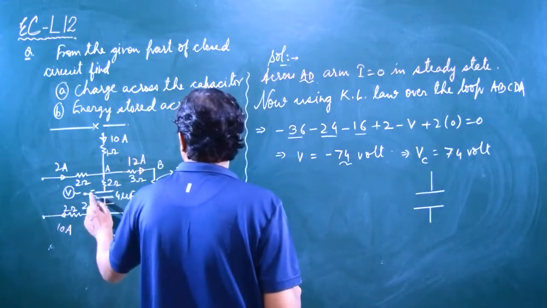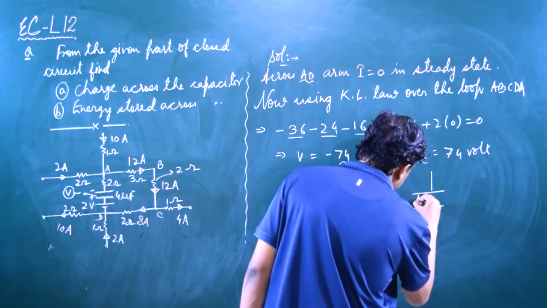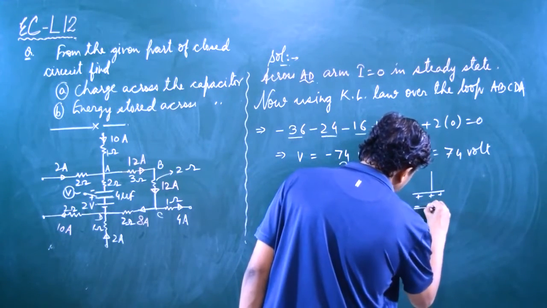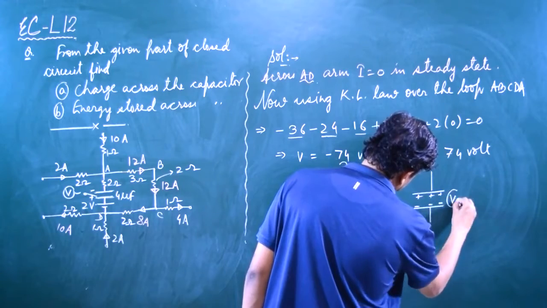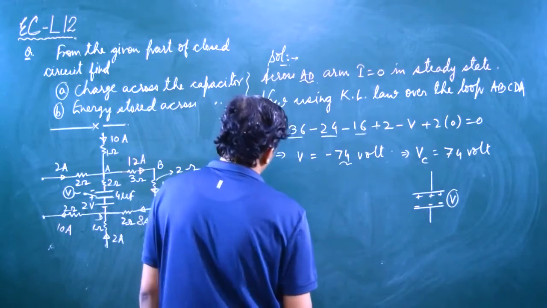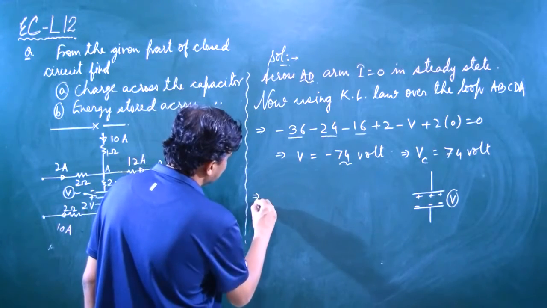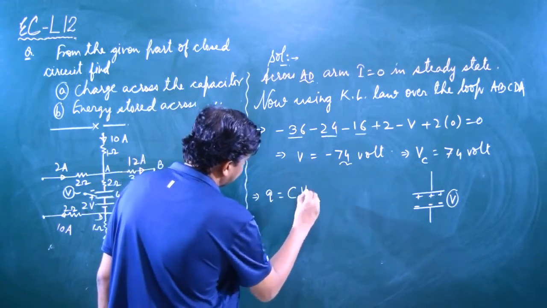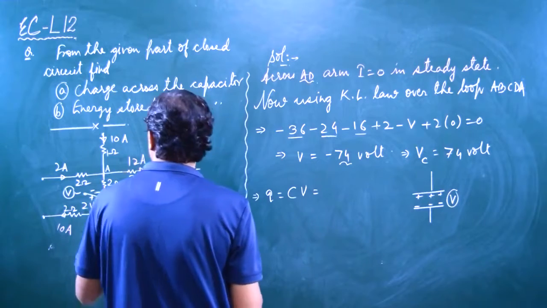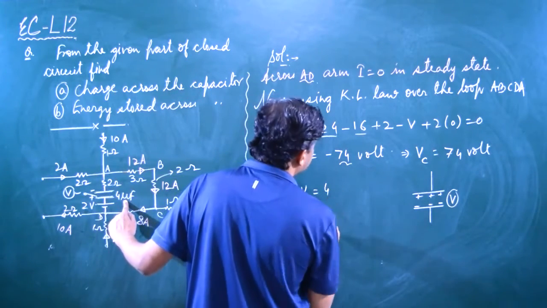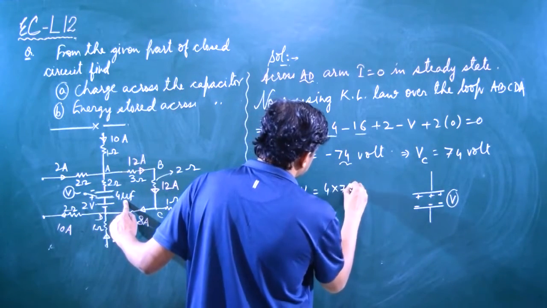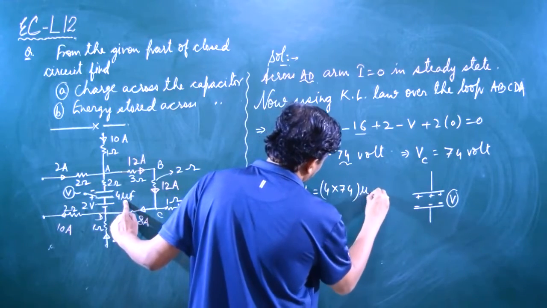The upper plate we have negative, it should be what? Positively charged, and the lower plate should be what? Negatively charged. Potential is what? 74 volt. Now what we have to get? Charge stored across the capacitor. The charge is equal to what we have? CV. So C is what? 4 microfarad. So 4 into 74, this much of microcoulomb.